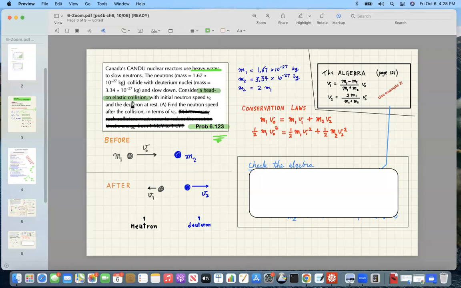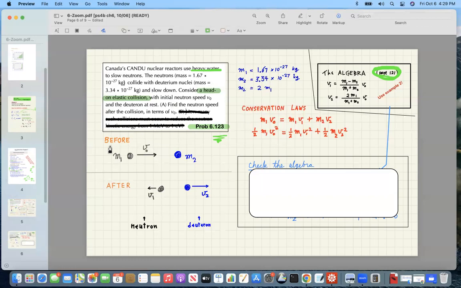So the problem is, consider a head-on elastic collision with initial neutron energy V0 and the deuteron at rest. So it's once again those same equations from page 121. A one-dimensional elastic collision. The masses are known, 1.67 and 3.34. There are powers of 10 to keep track of. Now, the question is, what's the neutron speed after the collision?